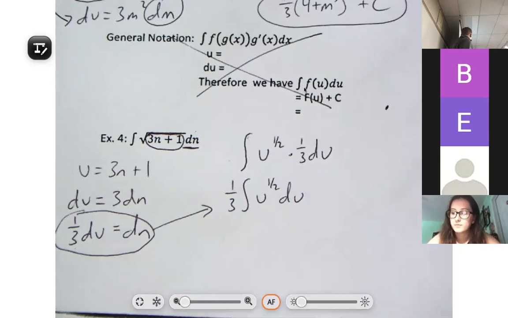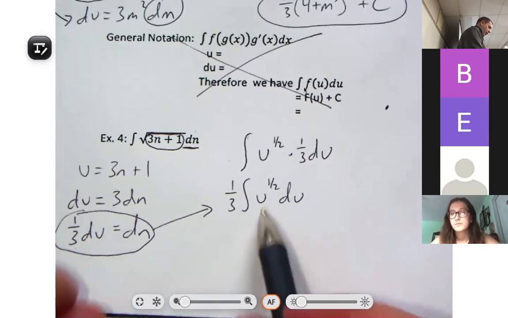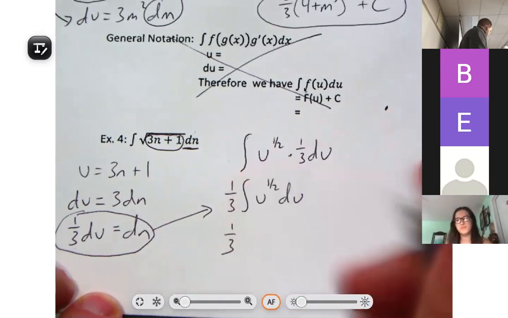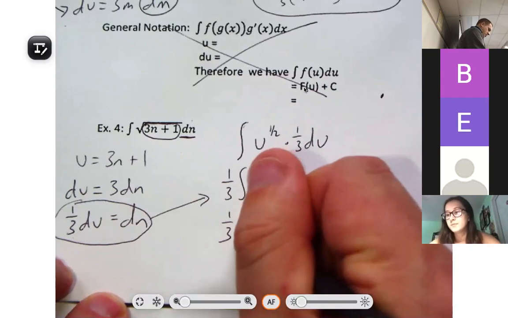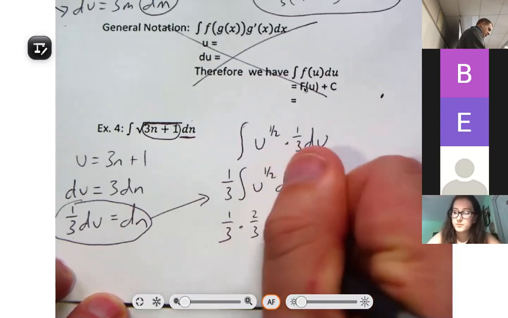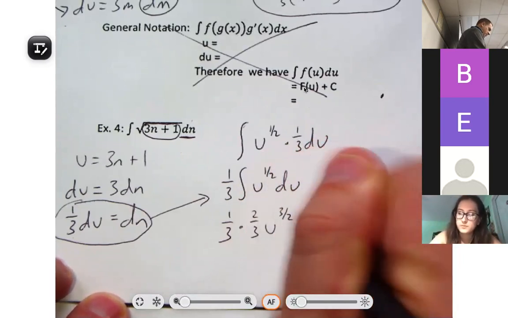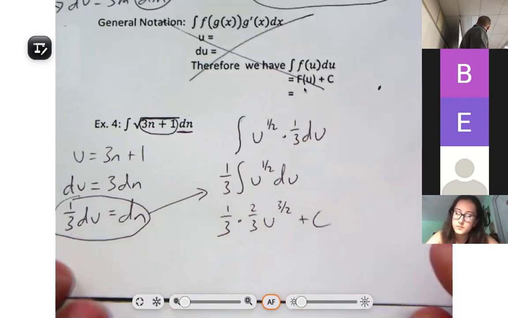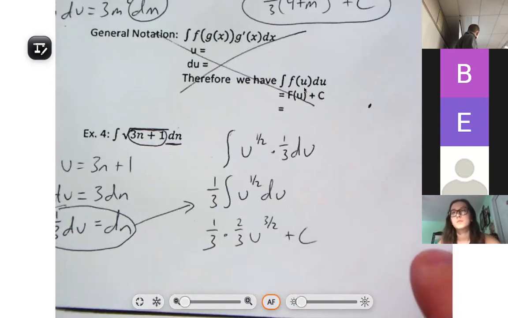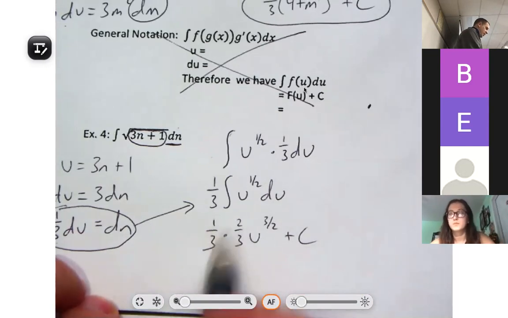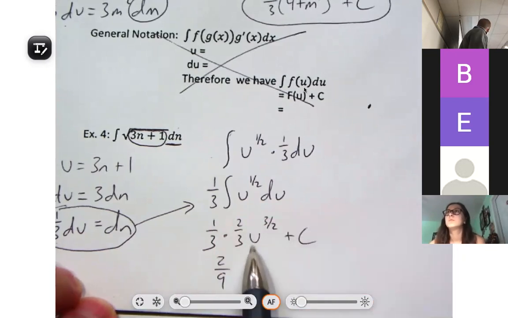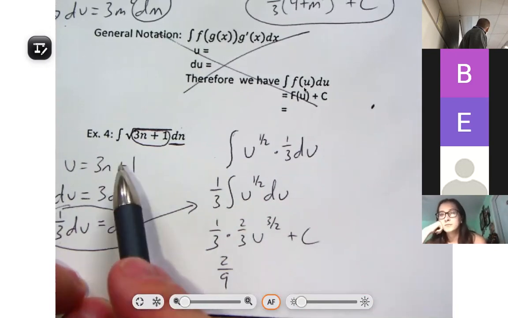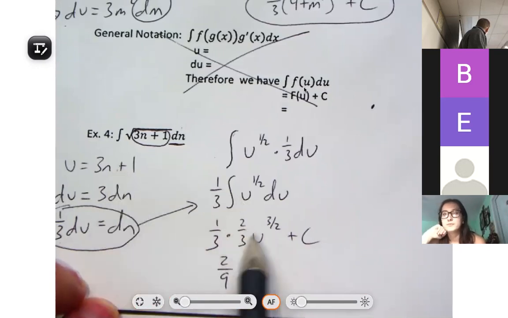And then I do what I did on the other ones. I'm going to actually integrate u to the 1/2. So let's see, this would be 1/3, and then that's going to be 2/3 u to the 3/2 plus c. So that's 2/9. Just multiply those fractions. So 2/9. And then replace what u is. u is 3n plus 1. So plug 3n plus 1 in where the u is.